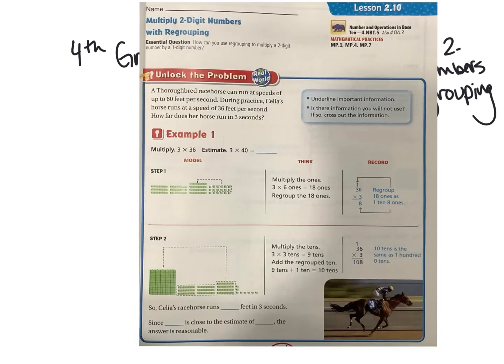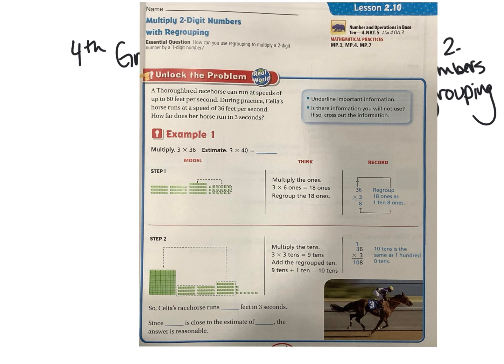All right, our essential question: how can you use regrouping to multiply a two-digit number and a one-digit number? And we use a word problem to unlock the problem. It gives us good practice, right? A thoroughbred racehorse can run at speeds of up to 60 feet per second. During practice, Celia's horse runs at a speed of 36 feet per second. How far does her horse run in 3 seconds?